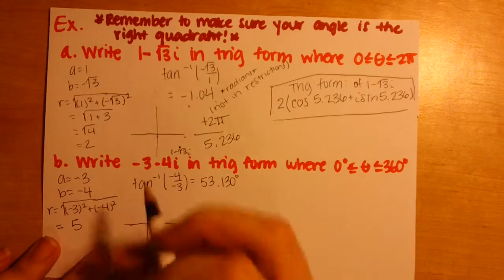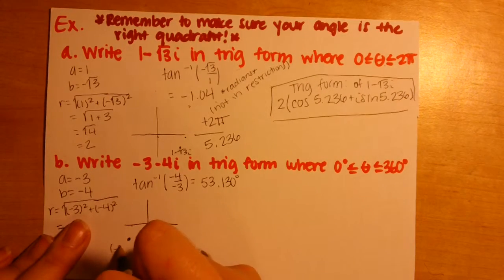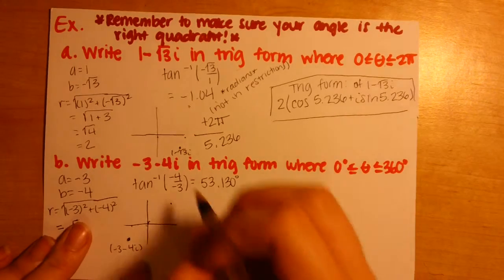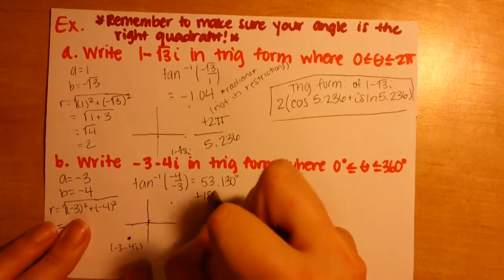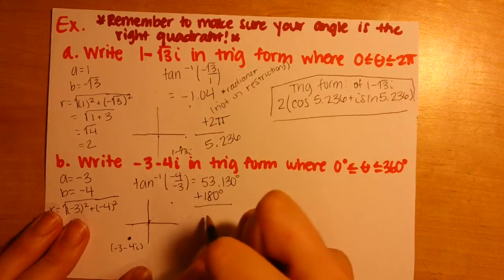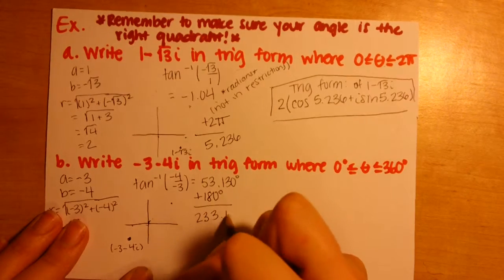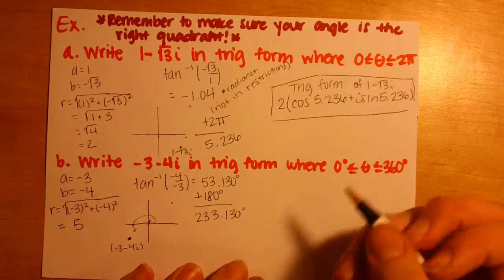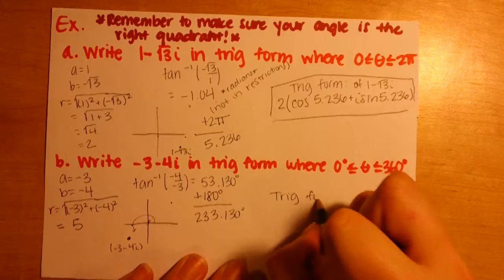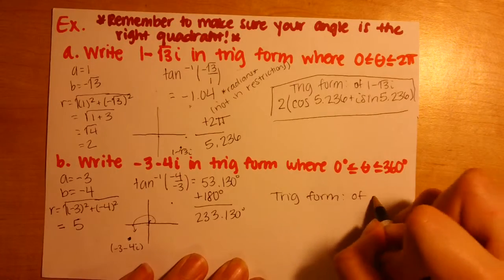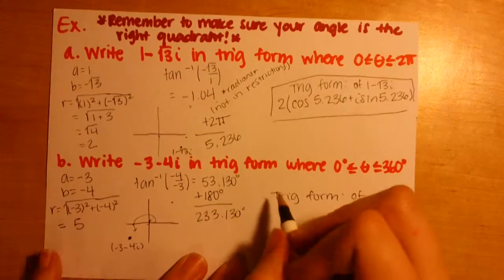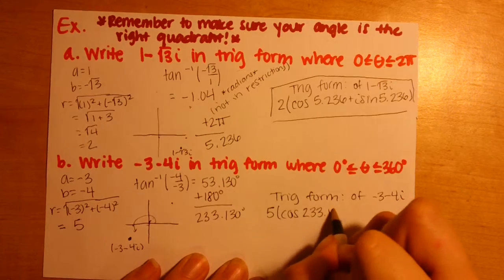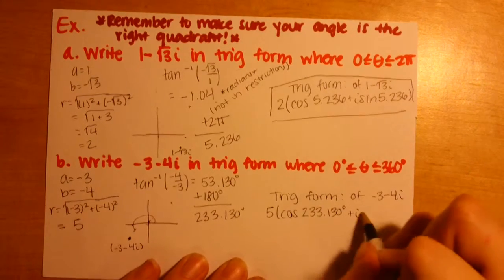Okay, so we're going to check it. So we have negative 3, negative 4. 53 degrees is up here, so we're in the wrong quadrant. So we have to add 180 degrees to get into the right quadrant. So that's going to give us an angle of 233.130 degrees. So this is our angle. Okay? So to put that in trig form, we're going to have our r value, which is 5, times the cosine of the angle we found, plus i sine of the angle.